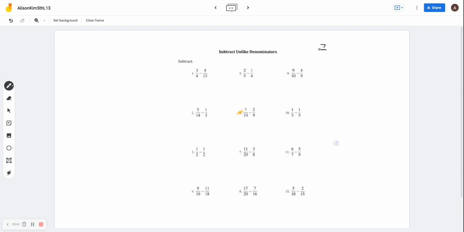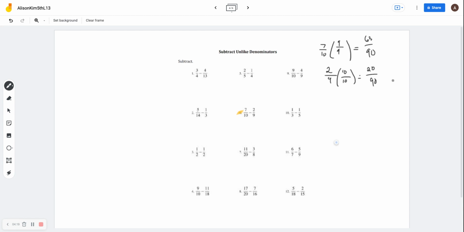So 7/10 multiplied by 9/9. This one gives us a denominator of 90 and a numerator of 63. As for 2/9, we need to multiply by 10/10. This gives us a denominator of 90 and numerator of 20. And then we just subtract.